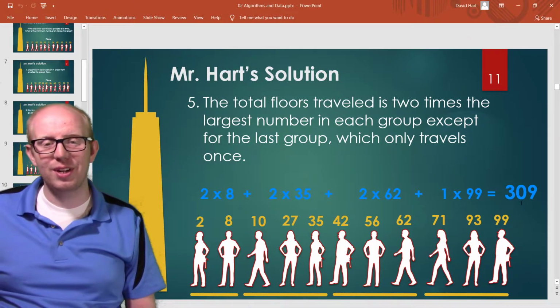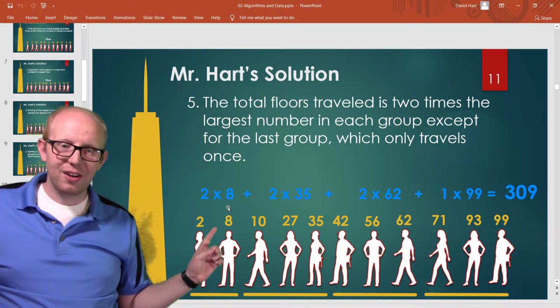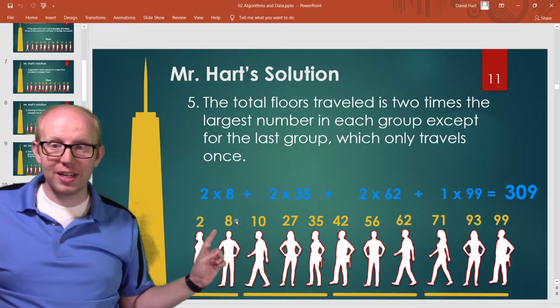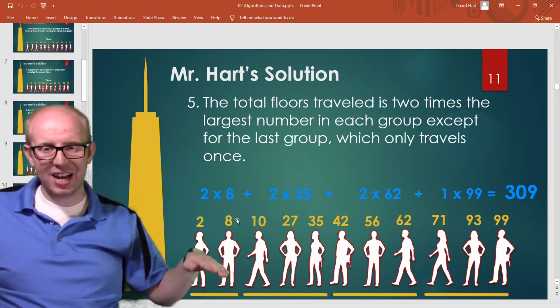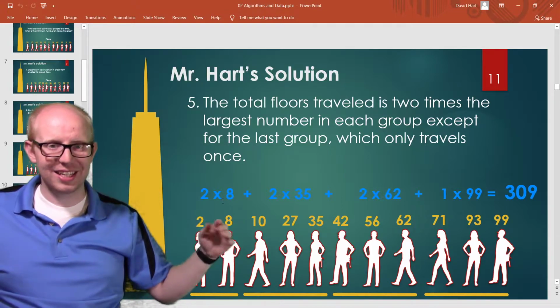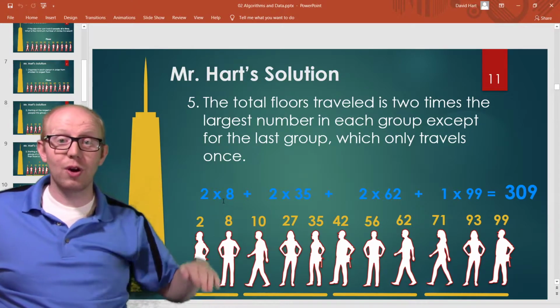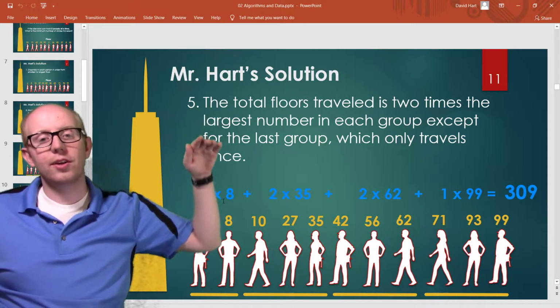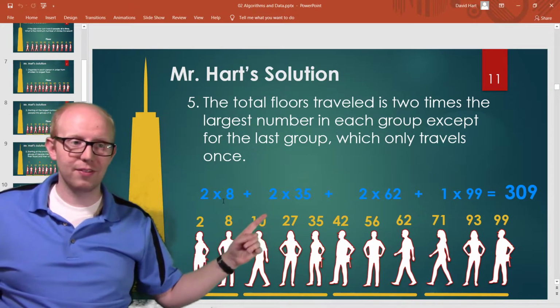We get 309 floors traveled. Because this group right here, their largest number is 8. So they're going to have to travel up 8 floors, come back down 8 floors. So that's 2 times 8, that's 16 floors traveled. Then this group, their largest number is 35. So they're going to have to go up 35 floors and then back down 35 floors. So 2 times 35, that's 70 floors.